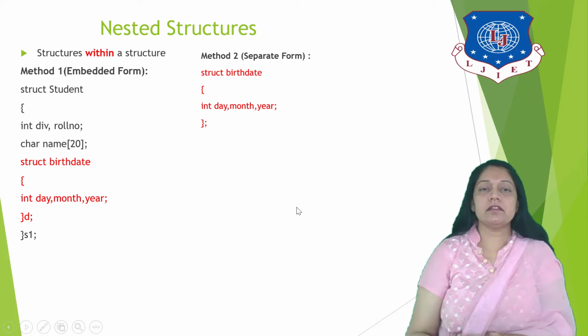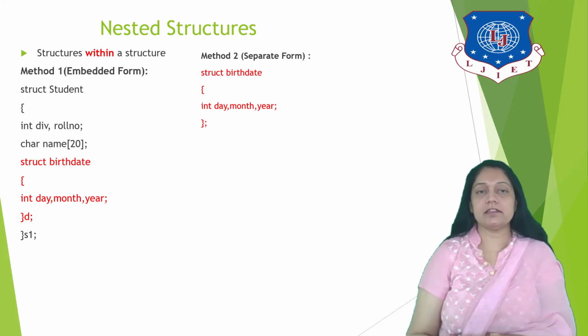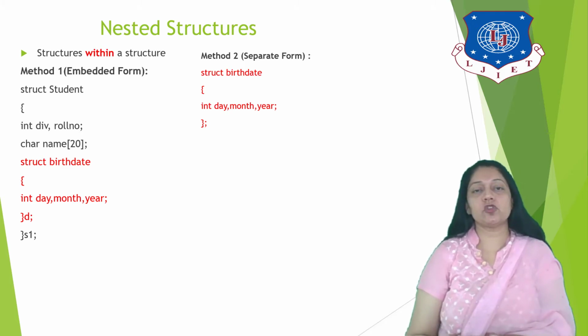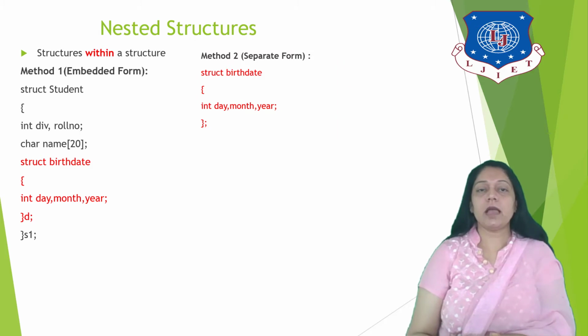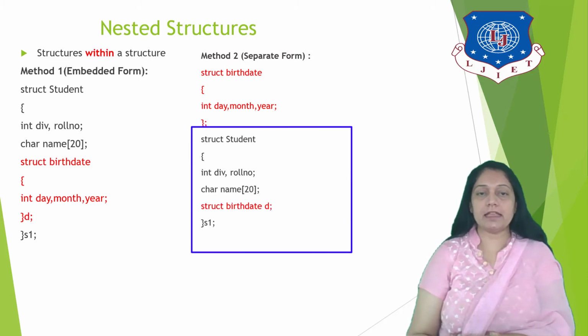Another method is, first you define both the structures separately. This is known as separate form. Structure birth date should be declared separately and structure student should be declared separately. So first I am declaring the structure birth date, in which there are three different member variables: day, month and year of integer data type, and this structure ends with a semicolon. Now I'm going to create another structure student which has division, roll number, name as it is.